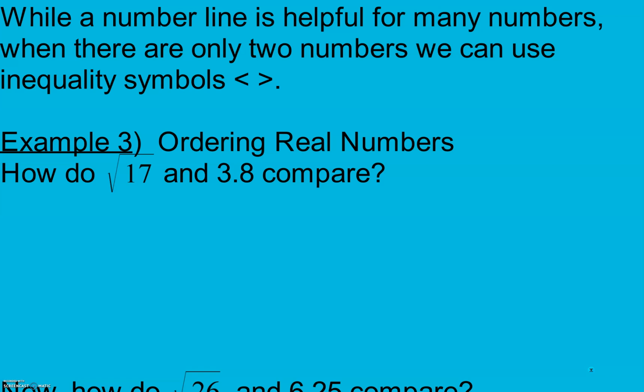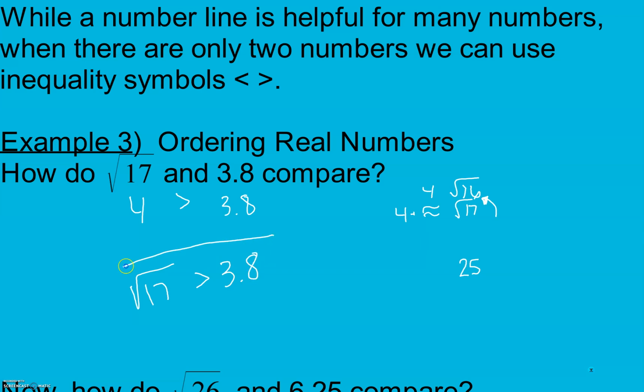If we look, the square root of 17, we can approximate. 17 is in between 2 perfect squares, in between 16 and 25. 17 is close to 16, which means our answer is going to be close to 4, because the square root of 16 is 4. So the square root of 17 is going to be about 4, but we know it's going to be a little bit higher because it's more than 16. So it's going to be a little bit more than 4. And here we have 3.8. So here we have 4-ish. Here we have 3.8. 4 is greater than. So the square root of 17 is greater than 3.8.